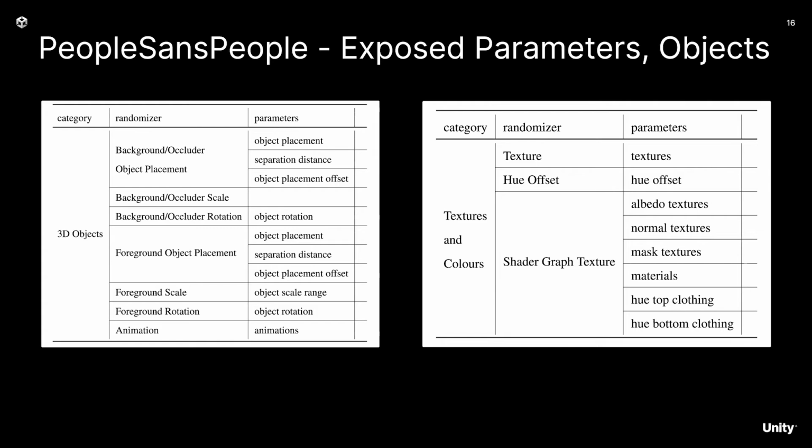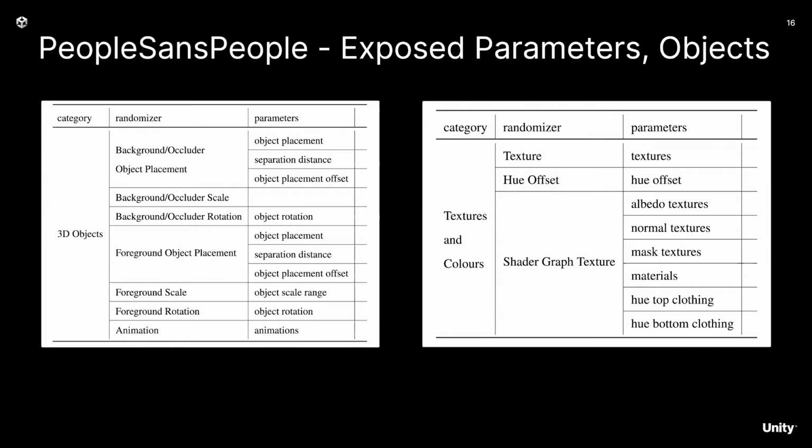You can vary the albedo textures, the normal textures, the mask textures, the material textures, the top and bottom clothing, all independently. So for every character in the scene, as well as every occluder object, which are just object primitives that we put in the scene to create occlusions and distractions.